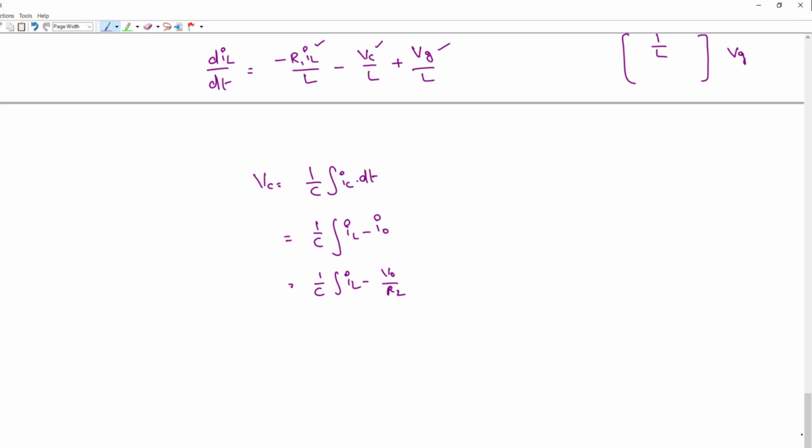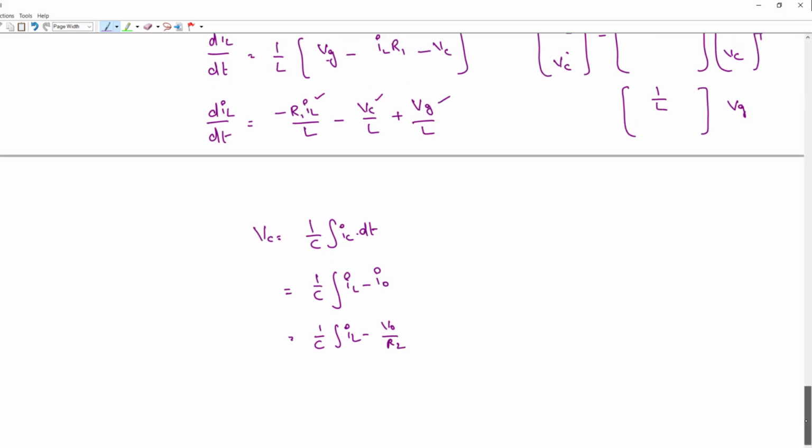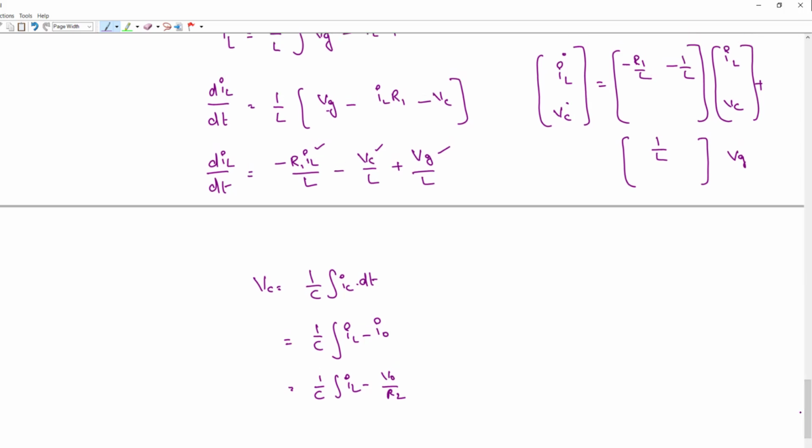I0 is equal to V0 by R2. Now, that's sufficient. Now it is in the form of input and output. The output is V0, right? So V0 is the output, in terms of IL and Vc.